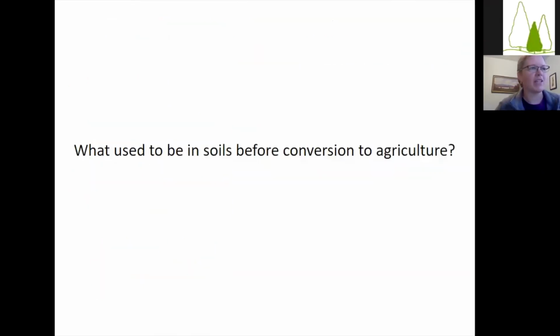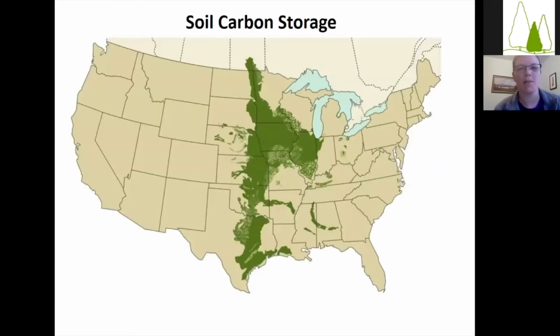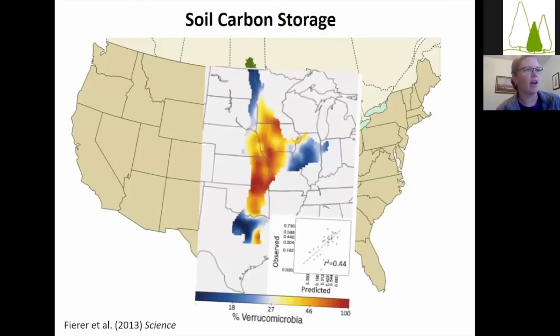So what used to be in these soils before conversion to agriculture? Again, this tallgrass prairie ecosystem once extended this entire length, and it's a really neat study that was conducted and published in 2013 that showed an estimated model of what types of microorganisms used to be present in this system. And what they think used to be present in most of this tallgrass prairie ecosystem is the phylum Verrucomicrobia.